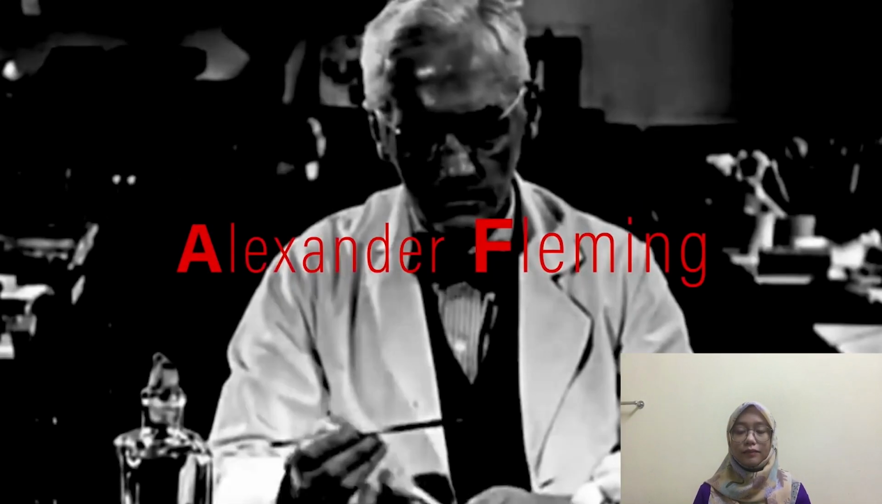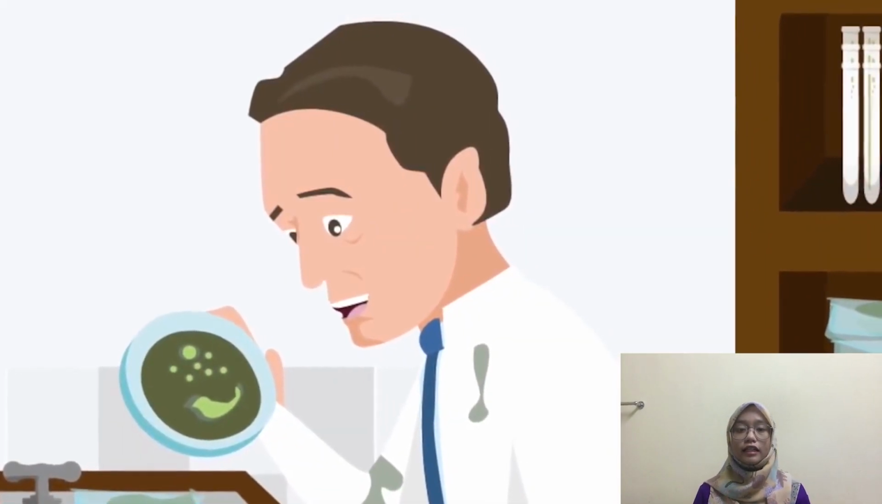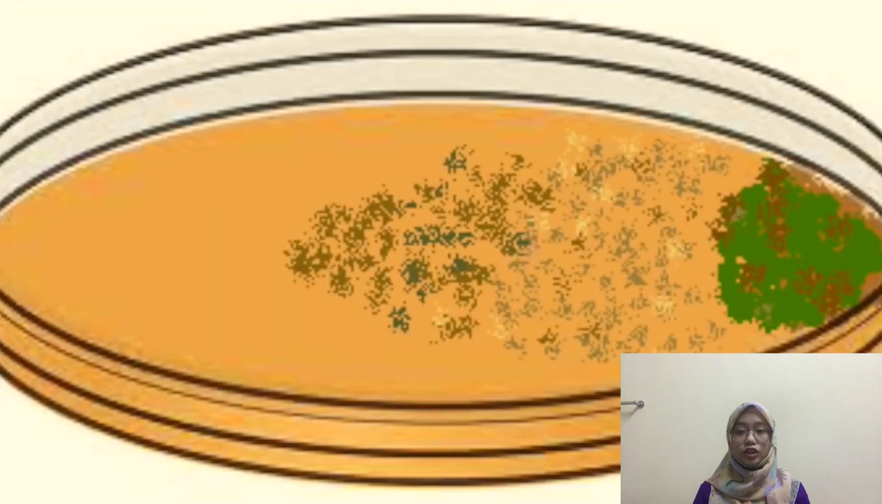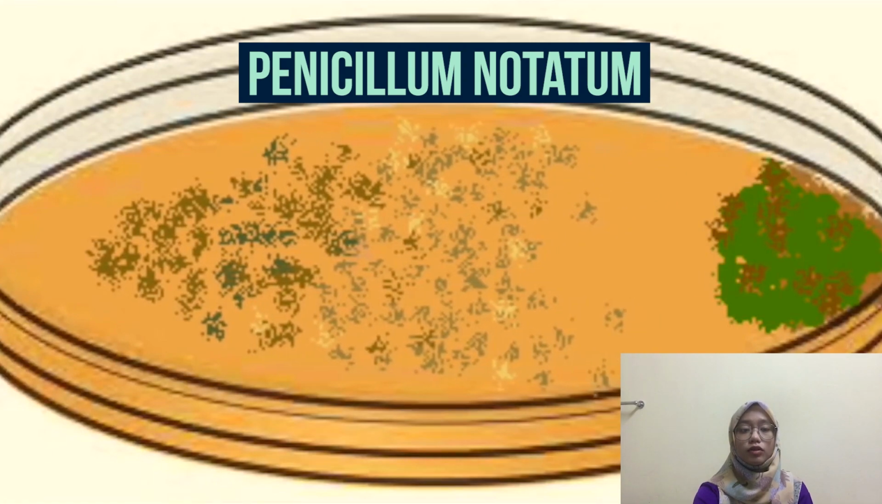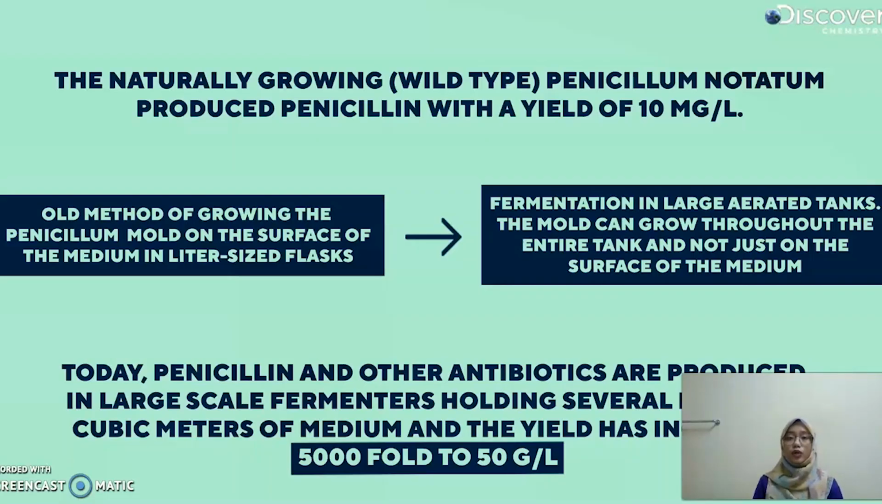Penicillin was discovered in 1928 by Alexander Fleming. He observed that the growth of a bacteria culture was inhibited by a fungus, Penicillium notatum. The naturally growing wild type of Penicillium notatum produced penicillin with a yield of 10 mg per liter.